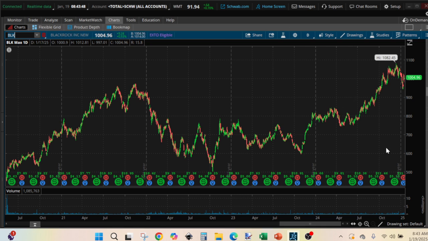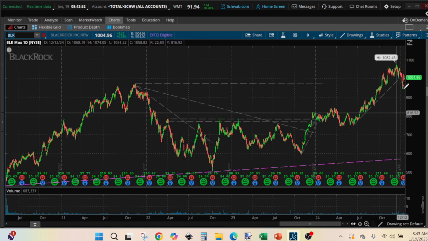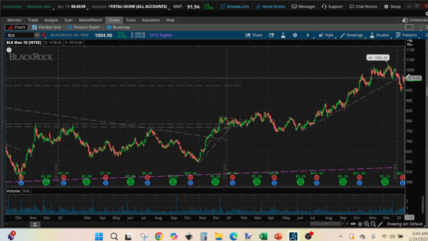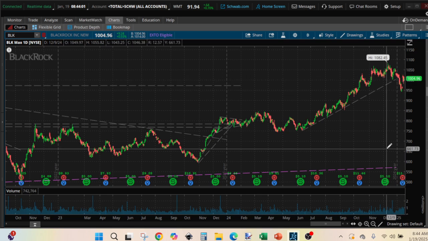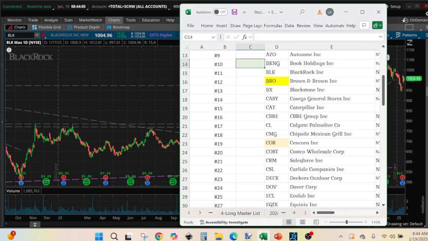BLK, we like to buy at this trend line. Right now, the chart is far from it. Last market day, the price went up that day. The next one is BRO.